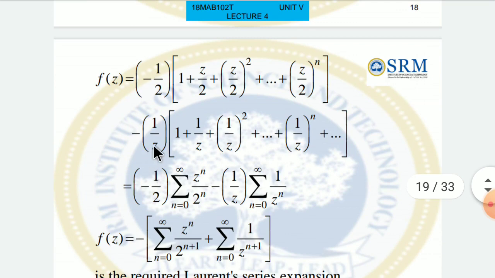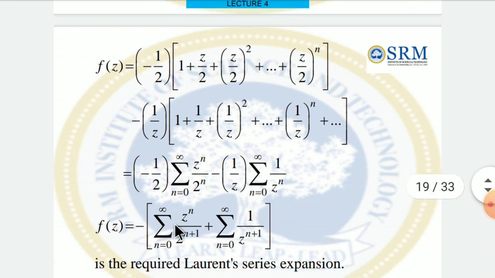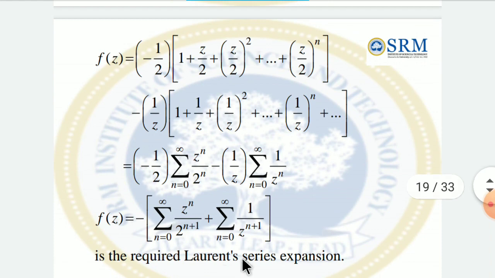Otherwise, minus 1 by 2 sigma n equal to 0 to infinity, the nth term is z power n by 2 power n. Here minus 1 by z, sigma n equal to 0 to infinity 1 by z power n. Multiply 2 into the term, 2 power n plus 1, multiply z into the term, z power n plus 1. I think minus is common, so taken outside, right? So this is the required Laurent series expansion.